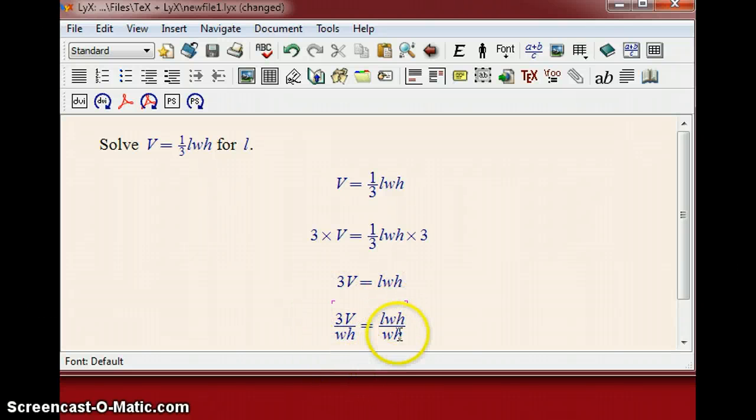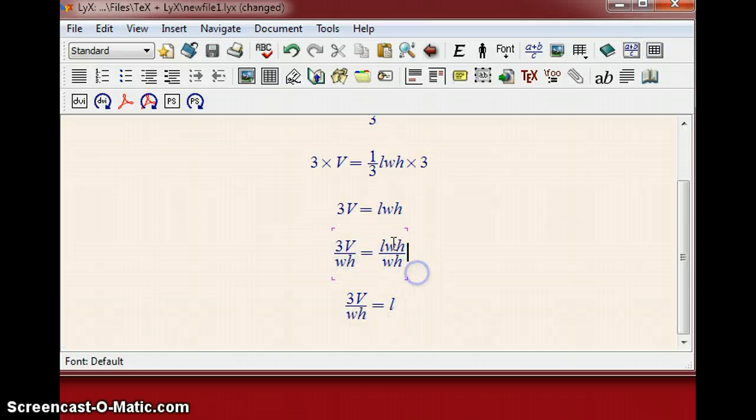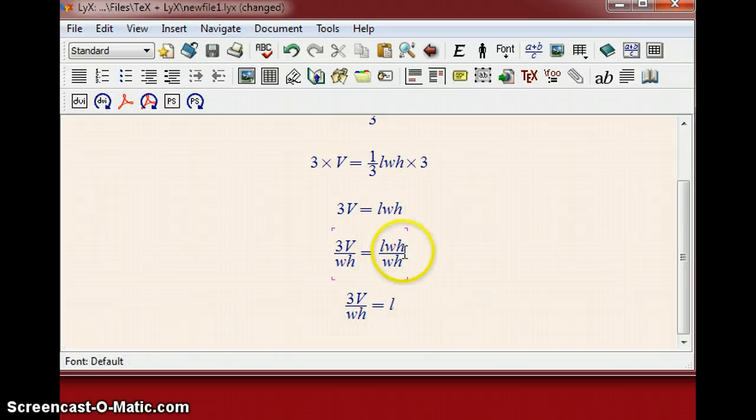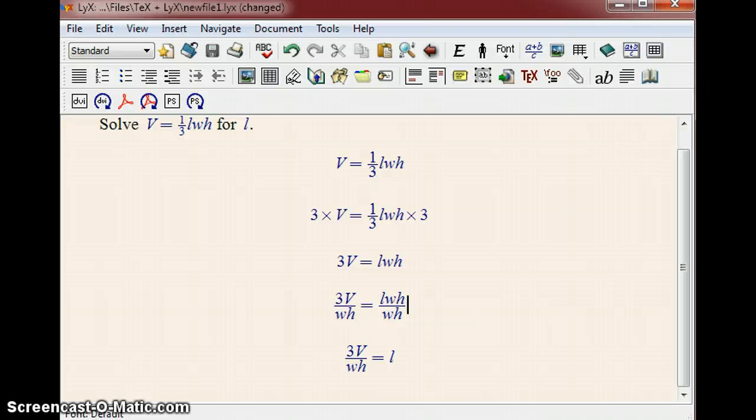So I divided by WH, and of course this WH right here will cancel with this one because something divided by itself is 1. So all of this cancels away, and I'm just left with L over on the right side of this equation. And then over on the left side, there's nothing to cancel with this WH, so I have 3V over WH. And this is the solution, kind of, to the equation. I'm solving for L in terms of these variables, so that would be the answer for this type of problem.